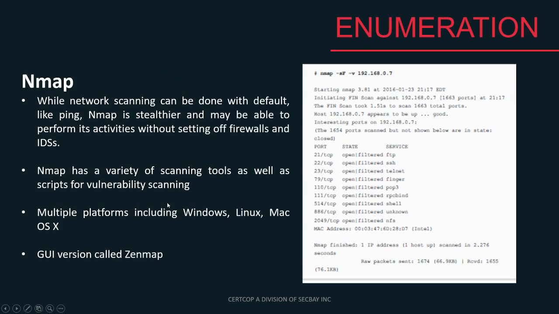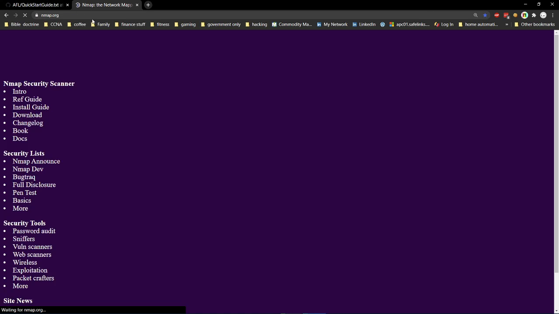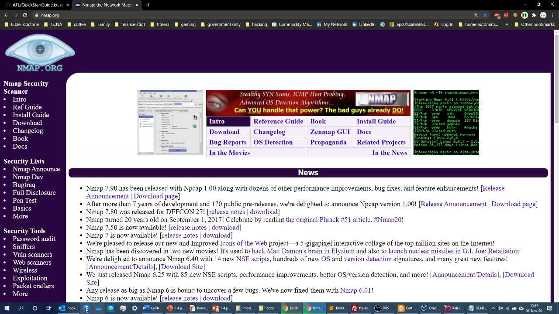Then we have Nmap. Nmap, Network Mapper, is a free, open source utility for network discovery and auditing. This is probably one of the most important tools you can have for this course. So many systems and network administrators use Nmap for finding what's on the network, managing upgrades. It's multiplatform, so you can go to nmap.org and download it directly. It also runs on Windows.